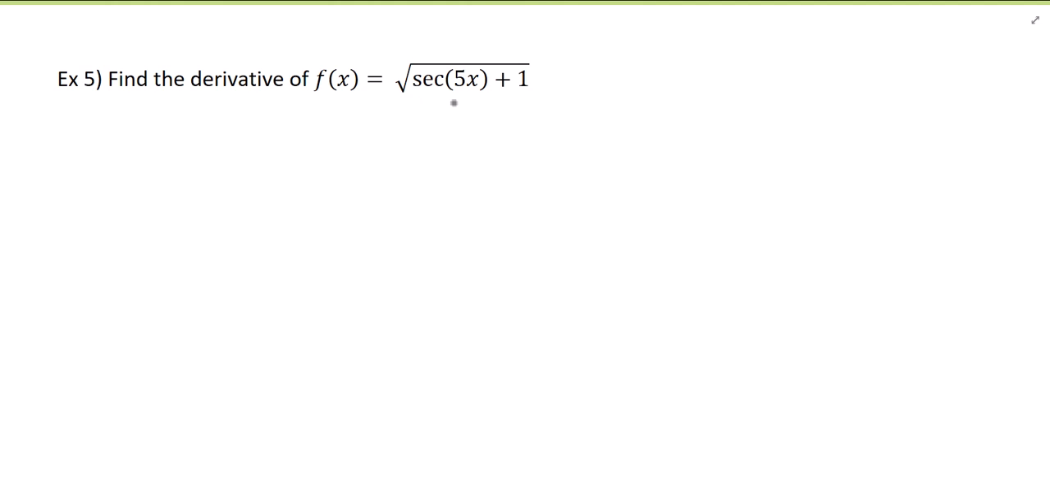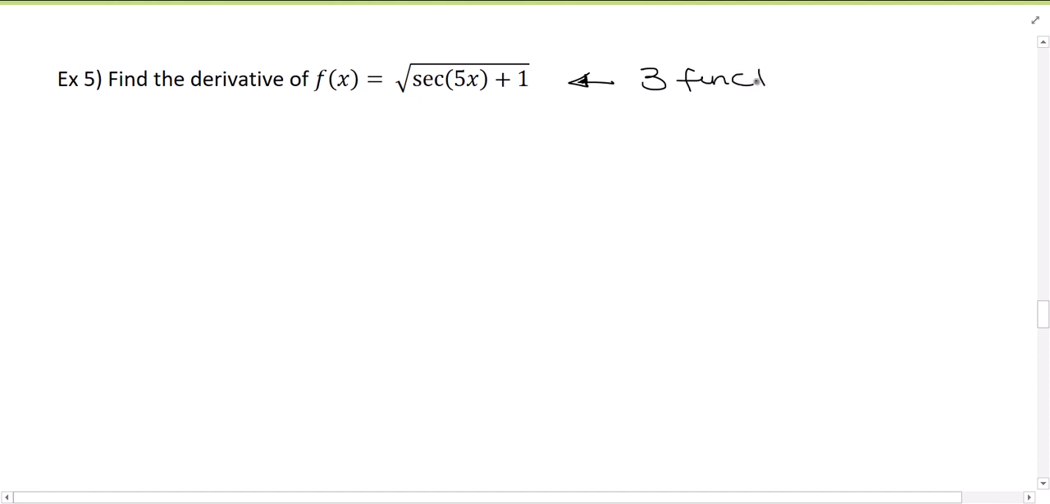In this video, we're going to continue our discussion of the chain rule. This is part 2 of our chain rule video series, and we're going to continue with this example. Find the derivative of f of x equals the square root of secant 5x plus 1. In the previous video, in part 1, I asked you to identify the 3 functions that are being composed here.